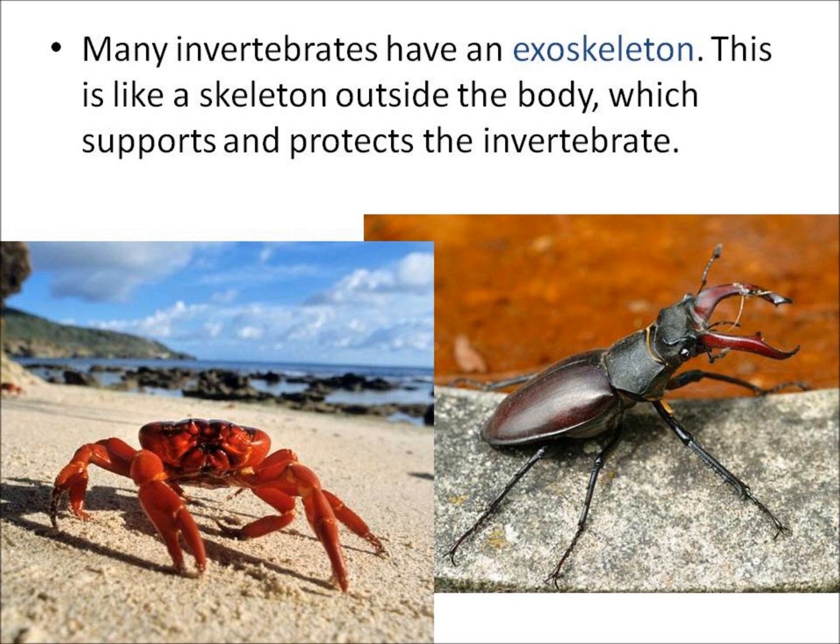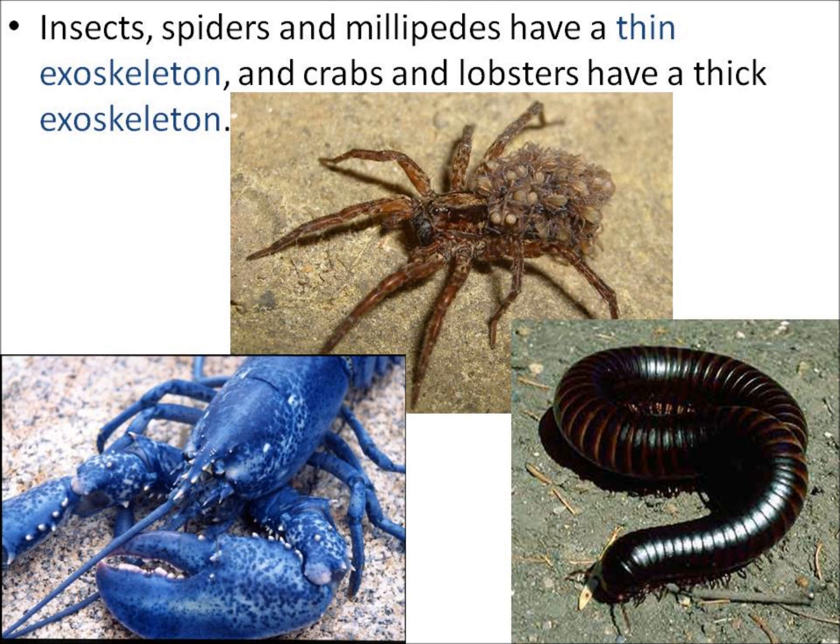Many invertebrates have an exoskeleton. This is like a skeleton outside the body, which supports and protects the invertebrate. Insects, spiders, and millipedes have a thin exoskeleton, and crabs and lobsters have a thick exoskeleton.